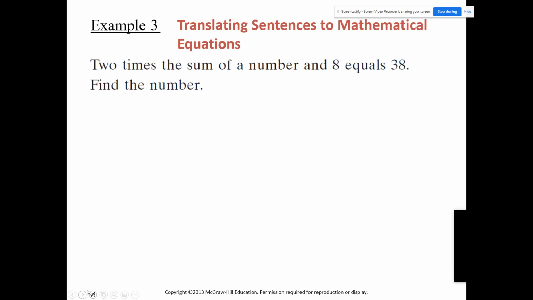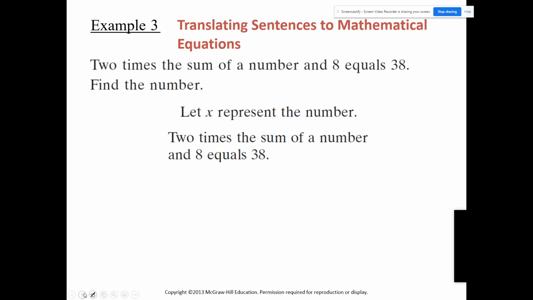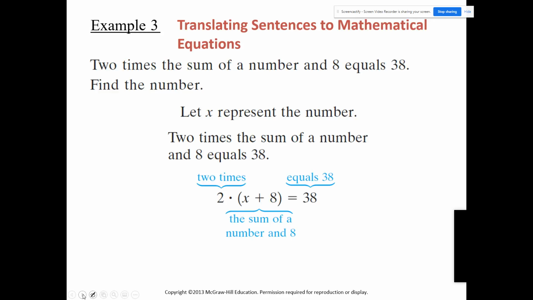Right. 2 times the sum of a number and 8 equals 38. Find the number. All right, we're going to assign x for the number. And we're going to rewrite. Let 2 times the sum of a number and 8 equals 38. So we don't know what the number is, but we know that 2 times the sum of a number and 8. So x plus 8 times 2 equals 38.